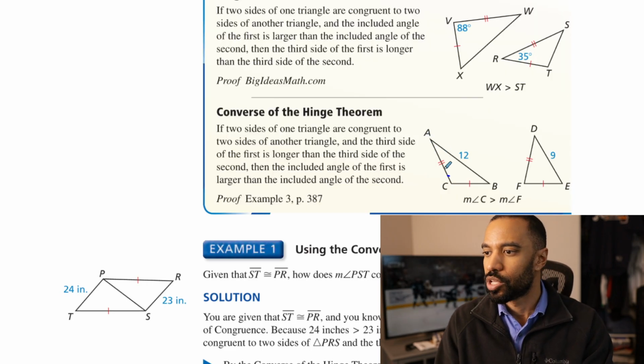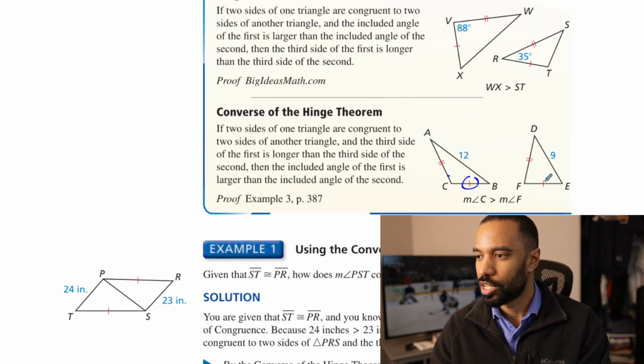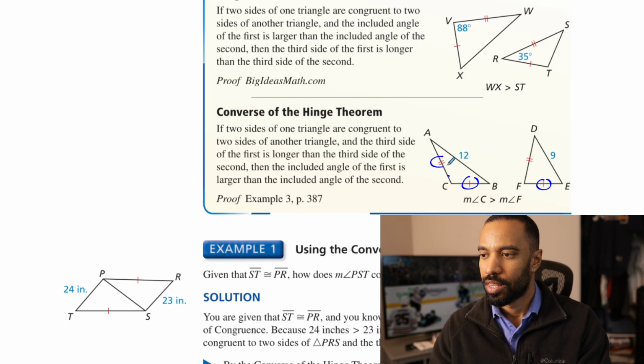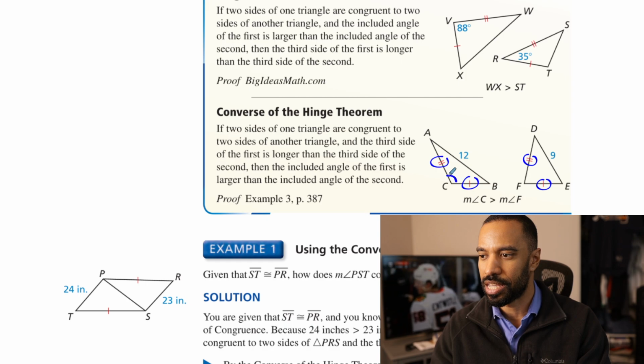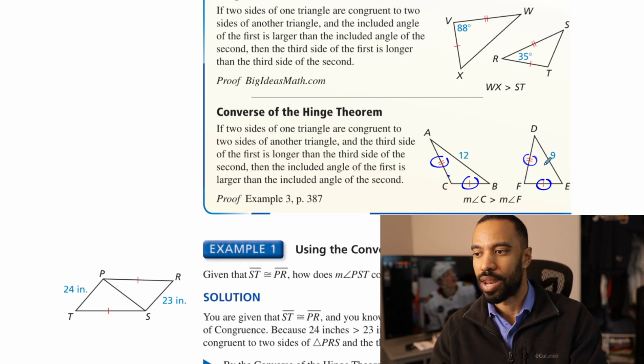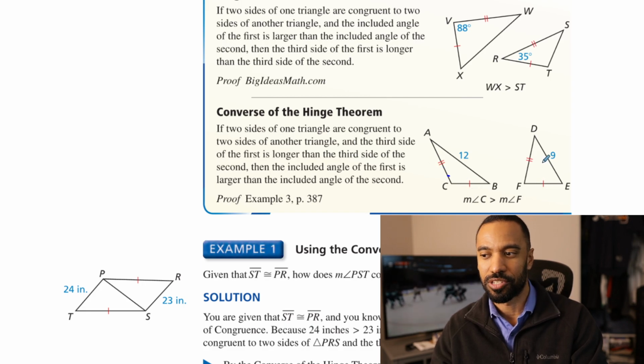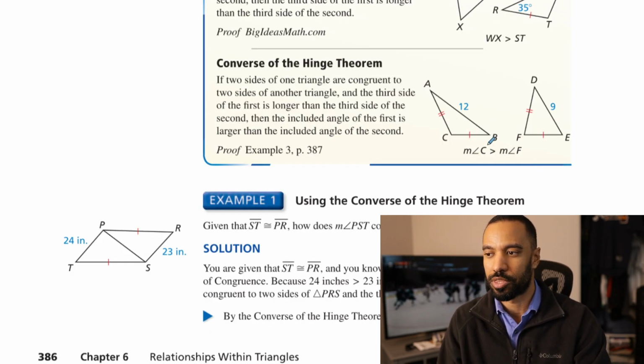So, I just lost everything. So this is congruent to that, this is congruent to that, and then the 12 is bigger than the 9. That'll make the measure of angle C larger than the measure of angle F right there. So now it's about the distance between the fence and the post, and that's what they're pointing at there.